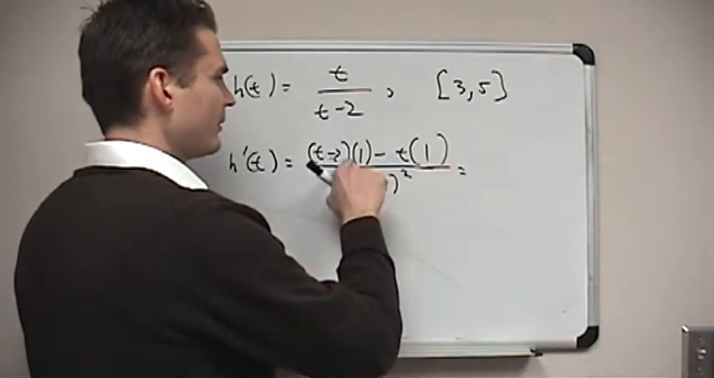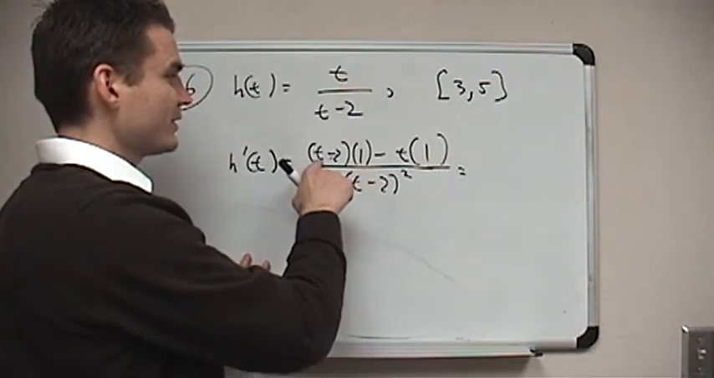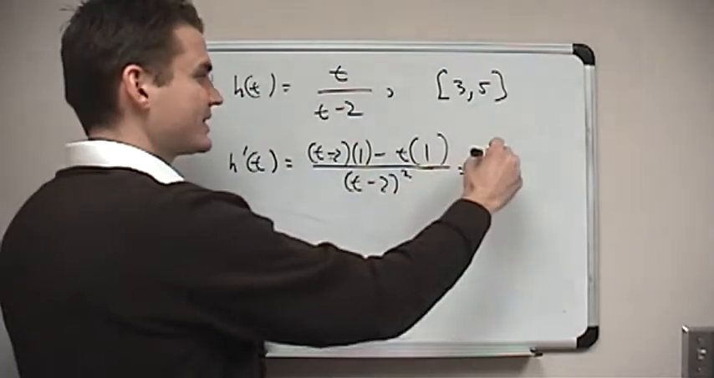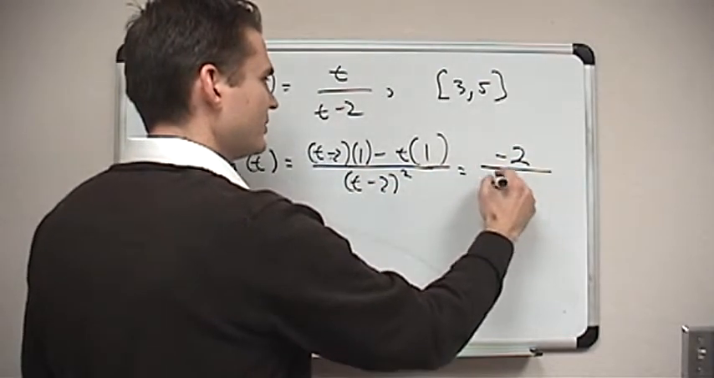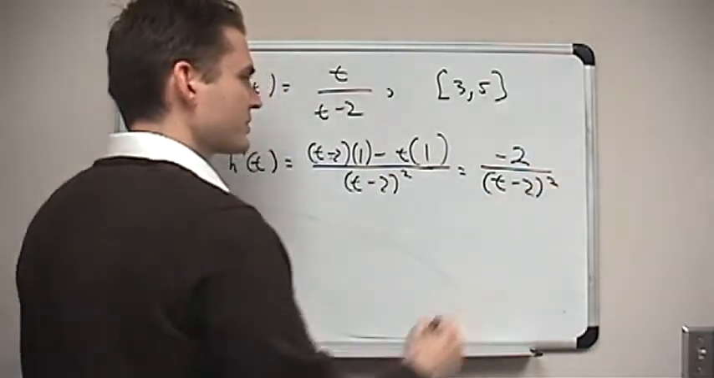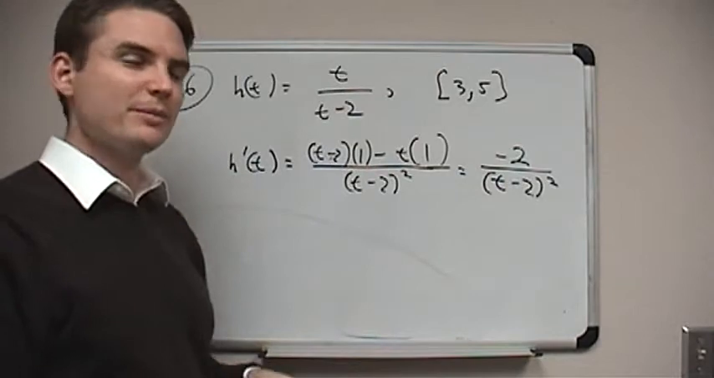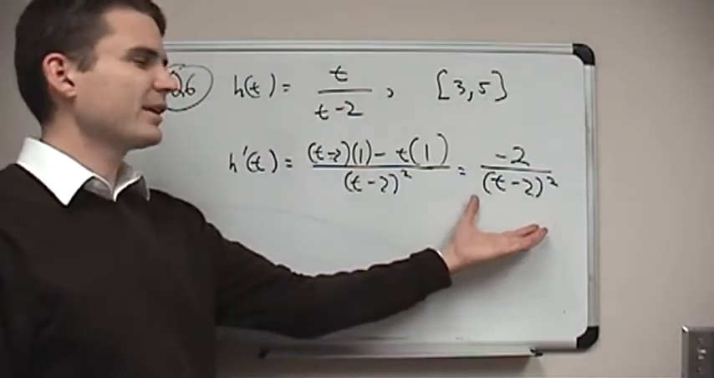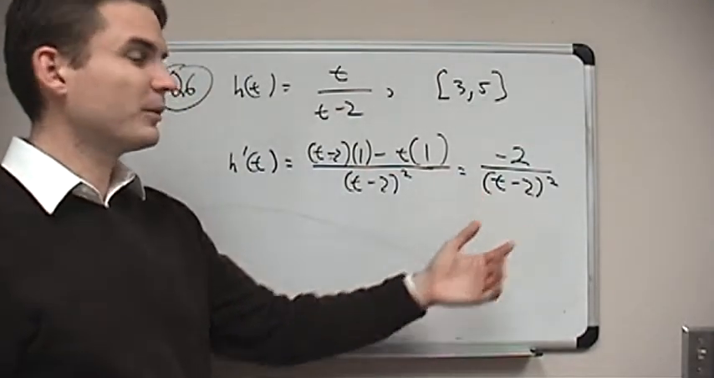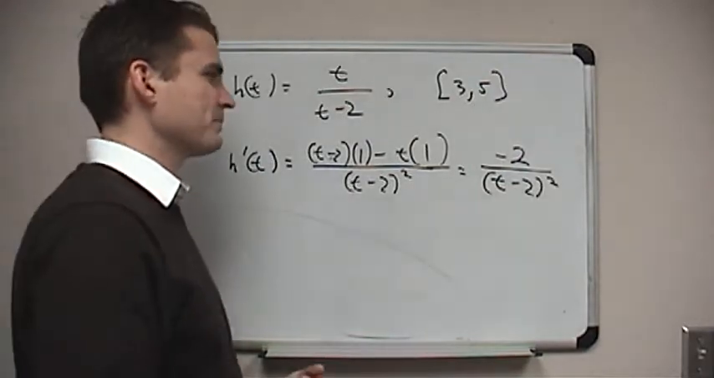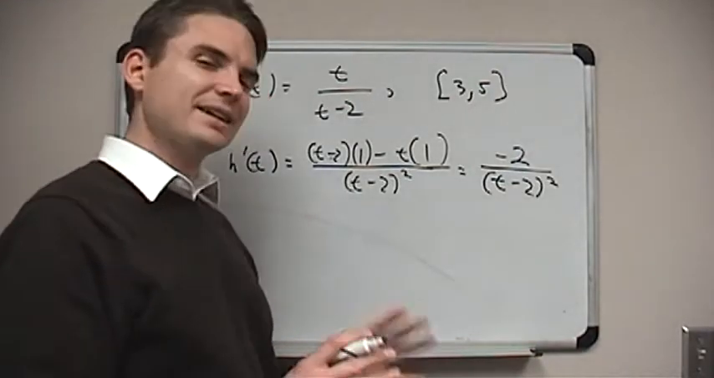So I can multiply this out and cancel. I get t minus 2 minus t. It's going to be negative 2 over t minus 2 squared. So here's our derivative. Now remember, to find where the maximum and minimum can occur, it can only happen at critical numbers. What are the critical numbers of this function? Well, actually, technically, there are none.